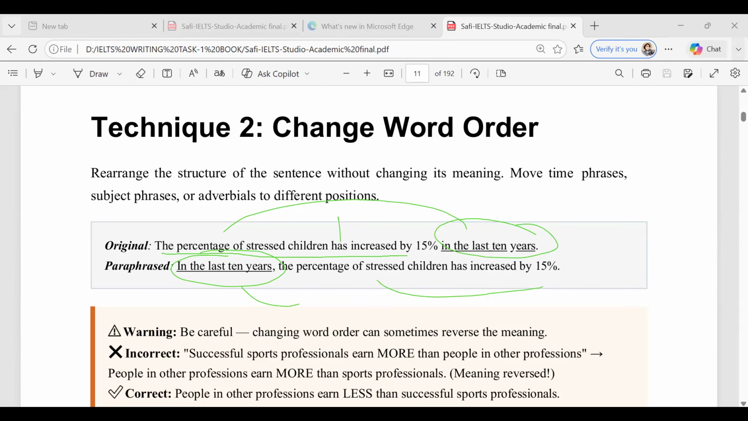There are two things, they're very important. Do not only change the synonyms, but try also to change what? Let me make it clear to you a bit.